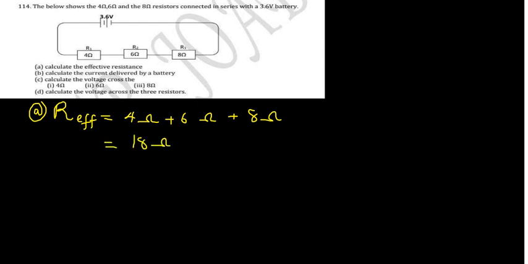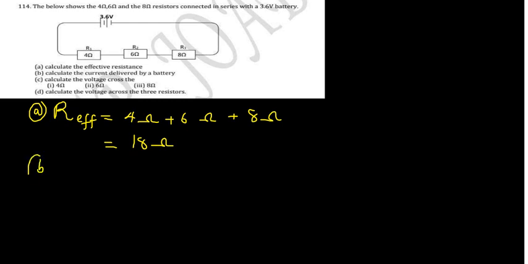Question A. Calculate the effective resistor. The effective resistor is also called total resistance. When resistors are in series, like this, you just add 4 ohms plus 6 ohms plus 8 ohms. So just say resistor 1 plus resistor 2 plus resistor 3. This is going to give us 18 ohms.